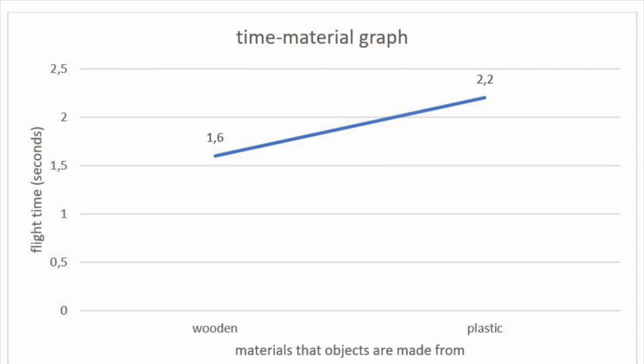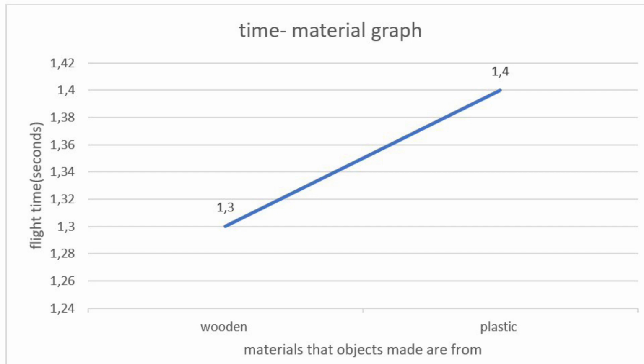These are the two graphs of the result of the third part. One of them is the time mass graph, and the other one is the time material graph. The time is measured by using a timer, and also theoretical time is calculated by using equation 3.17.